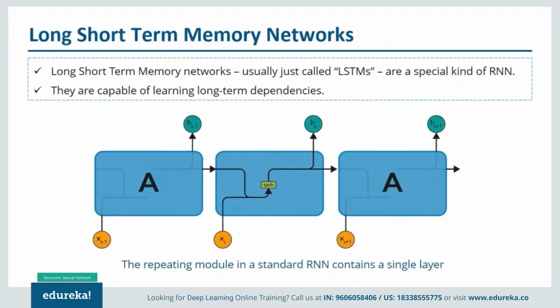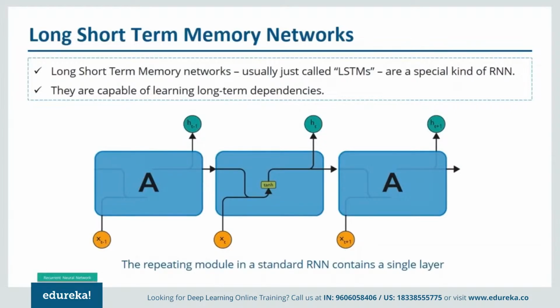But there are a few cases where we need more context. Consider trying to predict the last word in the text, I grew up in France. Then there are some words. After that comes, I speak fluent French. Now recent information suggests that the next word is probably the name of a language. But if we want to narrow down which language, we need the context of France from further back. And it's entirely possible for the gap between the relevant information and the point where it is needed to become very large. This is nothing but long-term dependencies. And LSTMs are capable of handling such long-term dependencies.